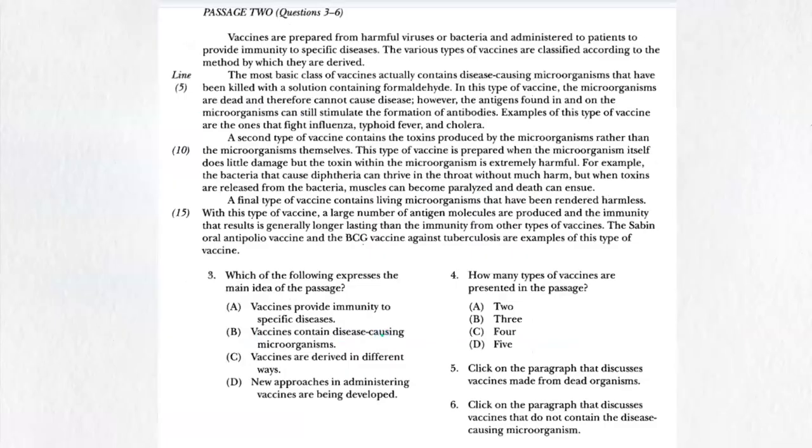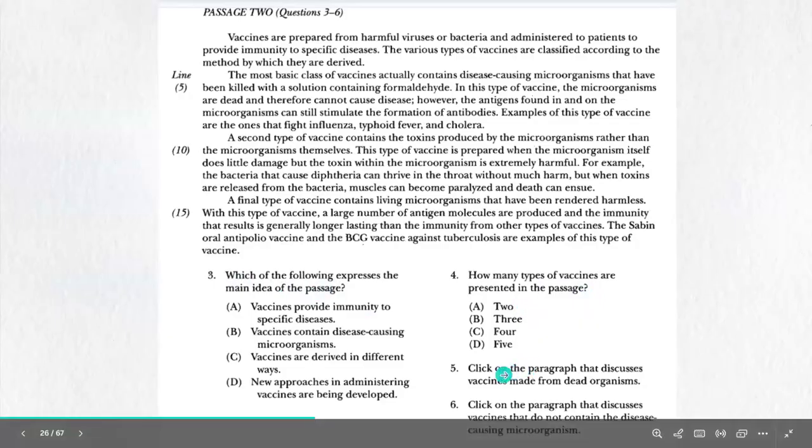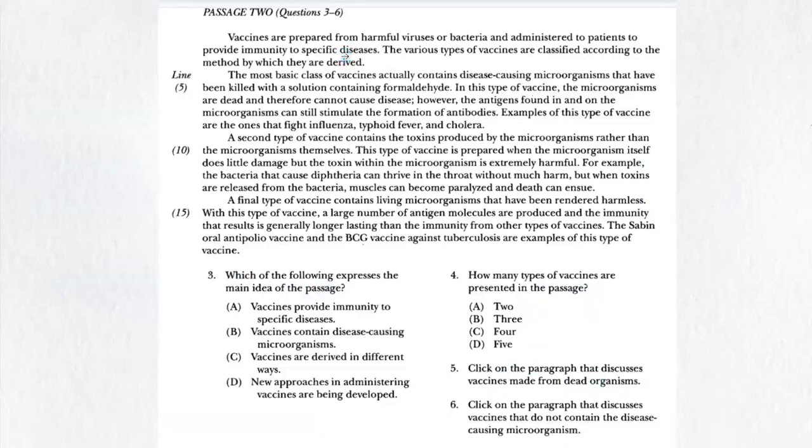Let's see the questions first. Which of the following expresses the main idea of the passage? How many types of vaccines are presented in the passage? Choose a paragraph that discusses vaccines made from dead organisms. These are my keywords. And number 6, choose a paragraph that discusses vaccines that do not contain the disease-causing microorganism.